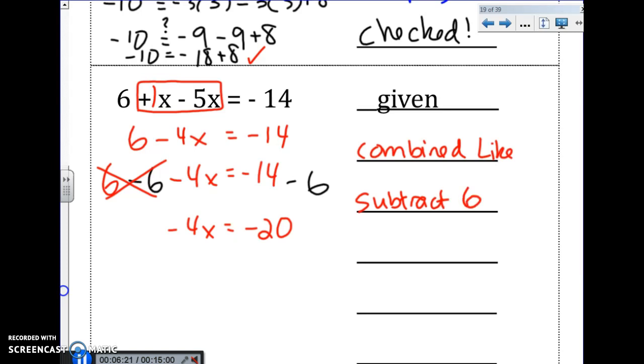All right, and then lastly, this is negative 4 times x, so I'm going to want to divide both sides by negative 4. And x equals positive 5. Again, when you're dividing, you want to divide by the same sign so that the negatives can cancel out and you're left with positive x. All right, I'm going to let you verify that this is the solution by putting 5 in there and making sure that it comes up to negative 14.